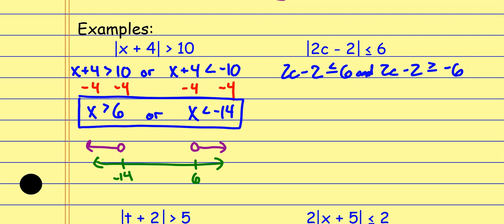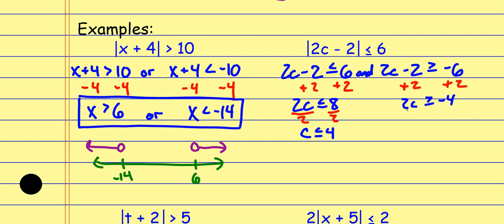And now I solve each of these separately. So here I add the 2 to each side. And then divide by the 2. Over here, same kind of thing. I'm going to add the 2 to each side. And then divide by the 2.